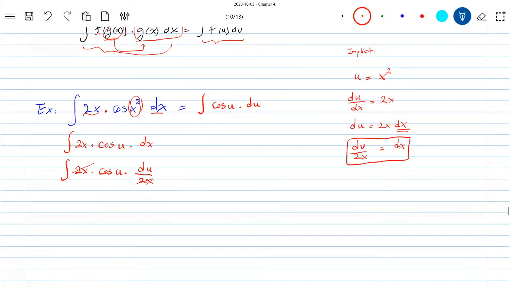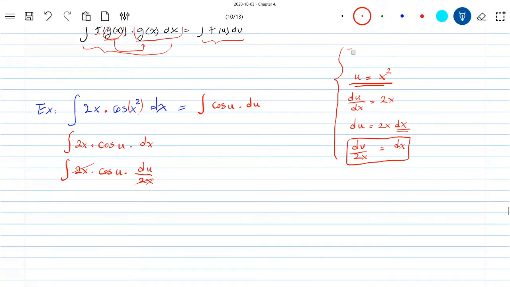So we can call this inside u, and what is left, these two terms, is basically du. But I'm not going to go through the theorem every time, so I'm going to go through these steps. You introduce a new variable, figure out the relation between du and dx, and solve for dx. This is always the steps.